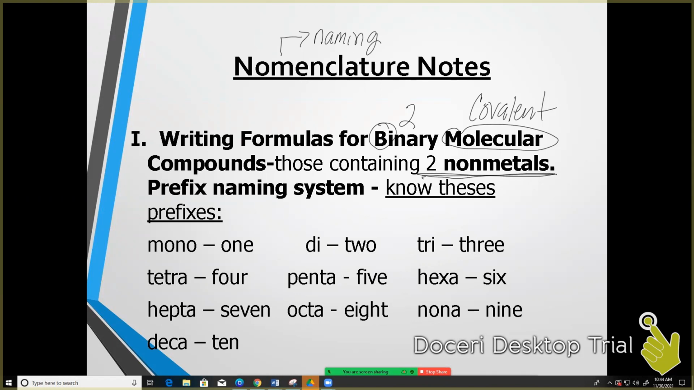Unlike ionic compounds, where you have a metal and a nonmetal, nonmetals can come together in a variety of different ways. I may have CO for carbon monoxide, then I may have CO2 for carbon dioxide. Because of that, we use prefixes to let us know how many atoms we have of each. With ionic, it's about making the compound neutral, so it works a little bit differently. So these are the prefixes that we're using.